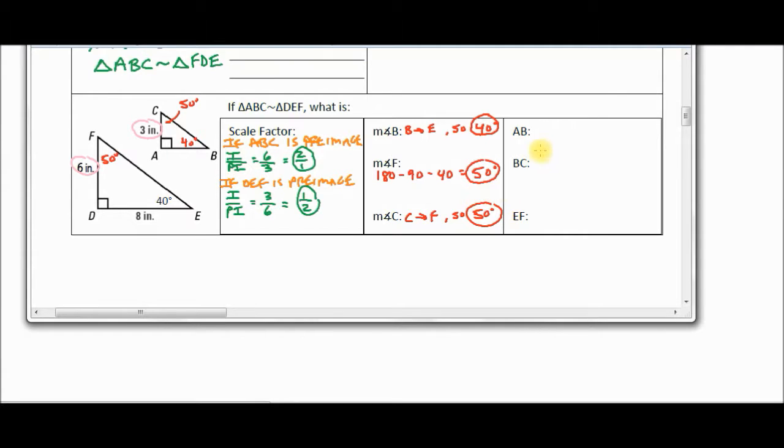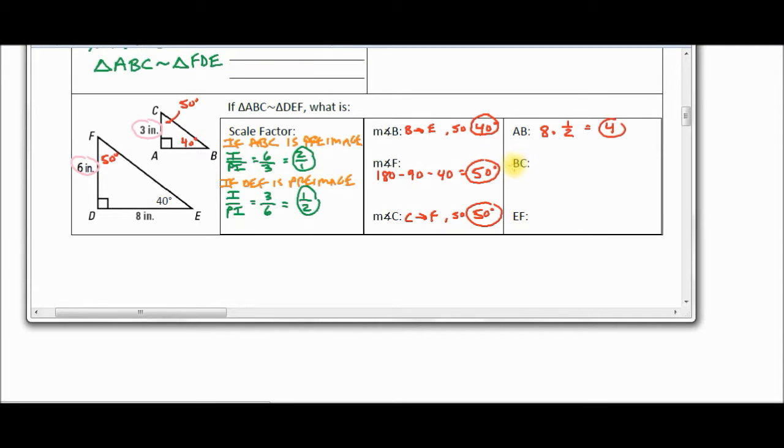All right, how about side lengths? Take a look at side AB. If you look at our similarity statement, AB matches up with DE. DE is 8. And now the question is, what do we multiply that by? Well, if DEF is our pre-image, our scale factor is 1/2. So we're going to multiply this times 1/2, and we're going to get the value of AB is 4.